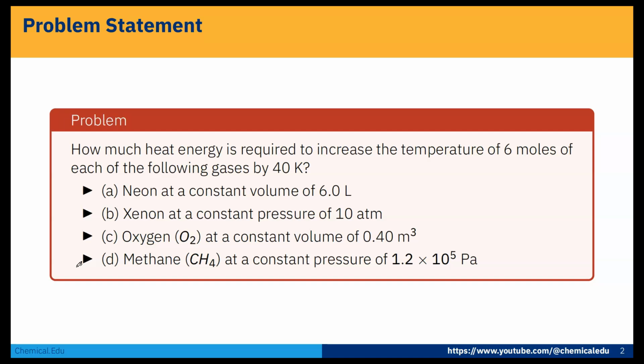Neon at constant volume of 6 liter, xenon at constant pressure of 10 atm, oxygen at constant volume of 0.40 meter cube, and methane at constant pressure of 1.2 × 10^5 Pascal.